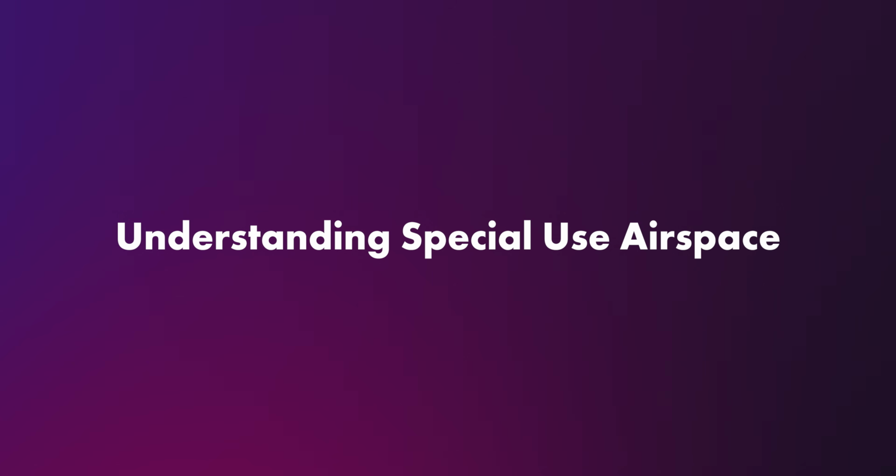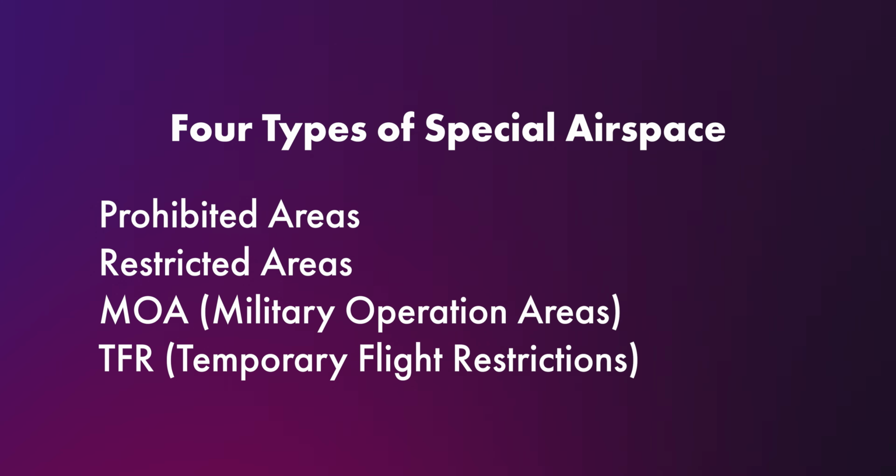Beyond the standard classification system, the FAA designates certain areas as special use airspace. These are areas where flight activities must be confined, or where limitations are imposed on aircraft not participating in those activities. There are 4 types you need to know for the exam and for real-world operations.